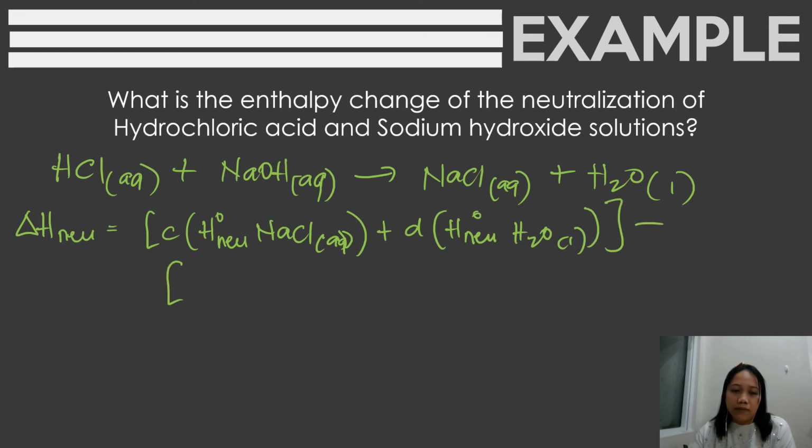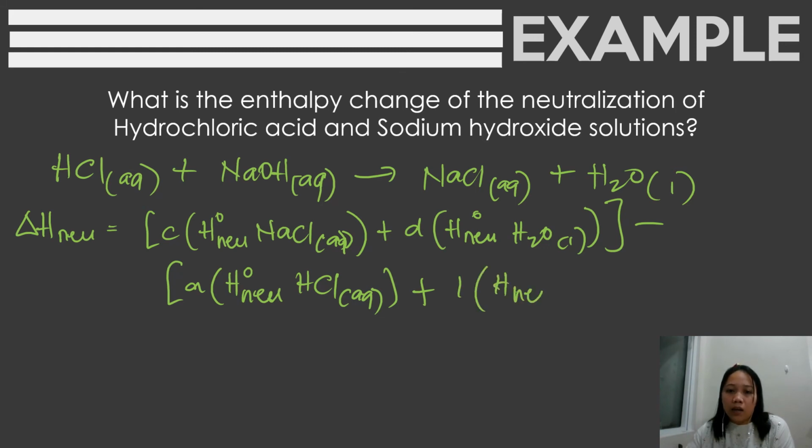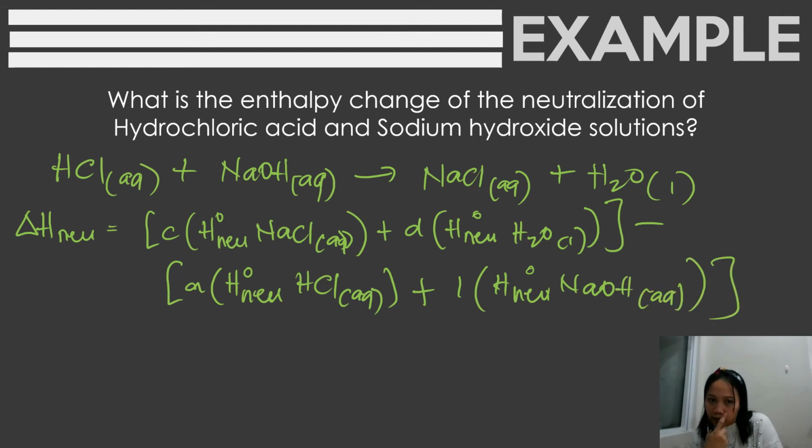And minus, you have now your A, of course. And you have the NEU prime value of your HCl aqueous solution. Plus, you have the 1 H NEU prime value of your NaOH in an aqueous solution. So there. Then the next step that you're going to do is to find the different values of every enthalpy. So you have now, for C, that would be 1.